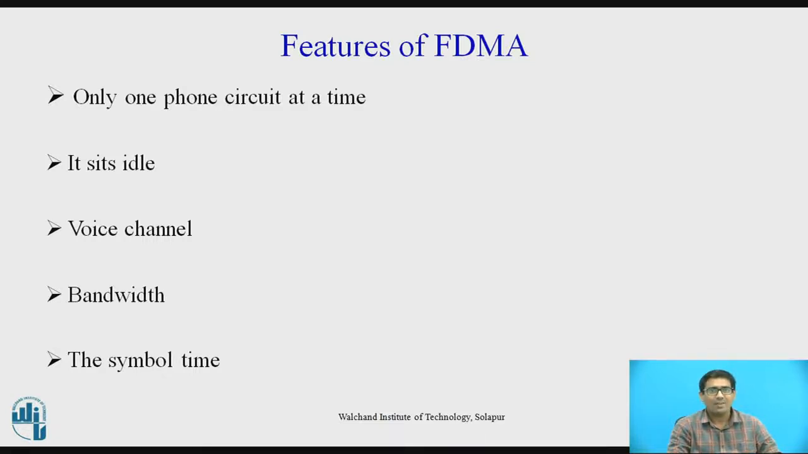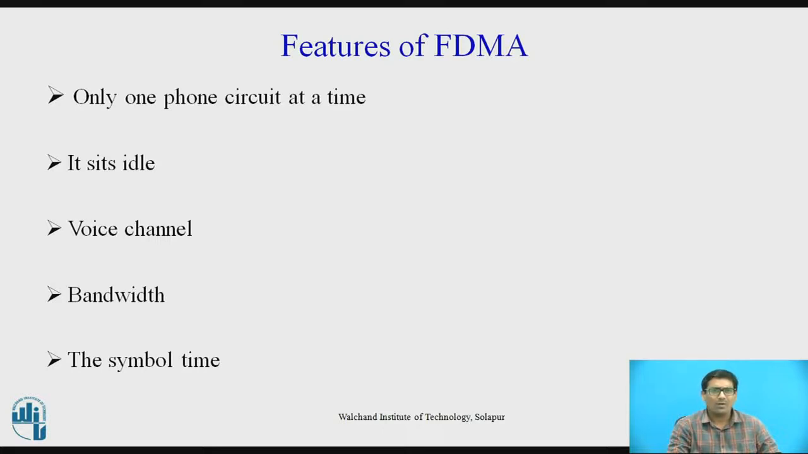After the assignment of a voice channel, the base station and the mobile transmit simultaneously and continuously. The bandwidth of FDMA channels is relatively narrow, that is 30 kHz in AMPS, as each channel supports only one circuit per carrier. That is, FDMA is usually implemented in narrowband systems.